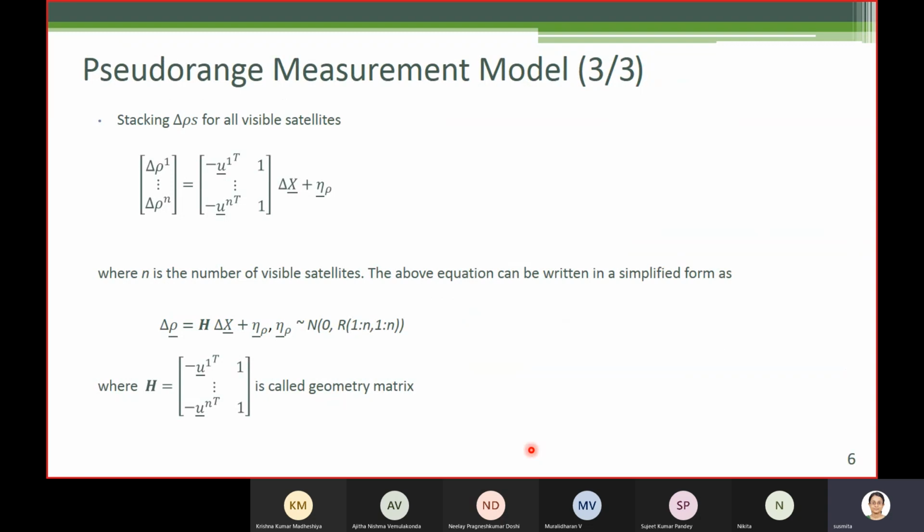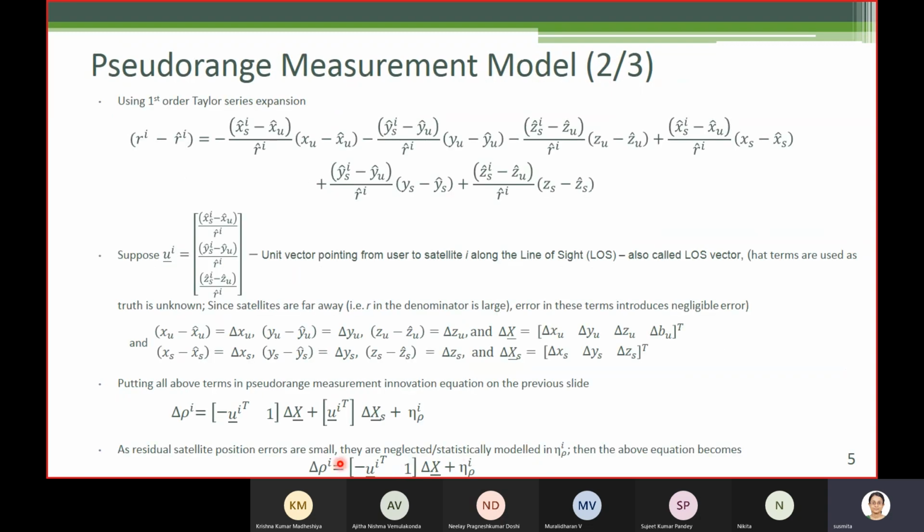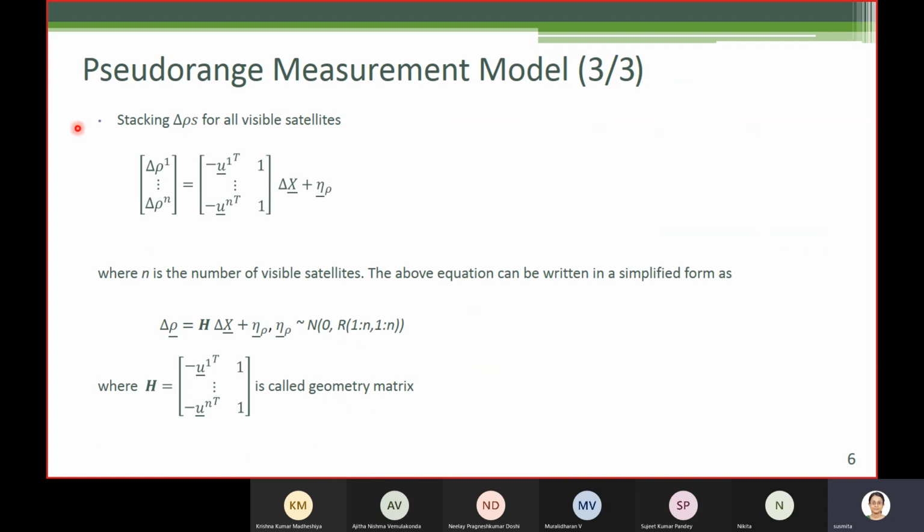Now this we did for a particular satellite, the ith satellite. There will be a number of satellites, so it's stacking all the delta rho s for all the satellites. Visible satellites means satellites which are tracked by the receiver. We actually have a vector of dimension n. So let's assume that there are n visible satellites, so we have a vector of dimension n on the left side.